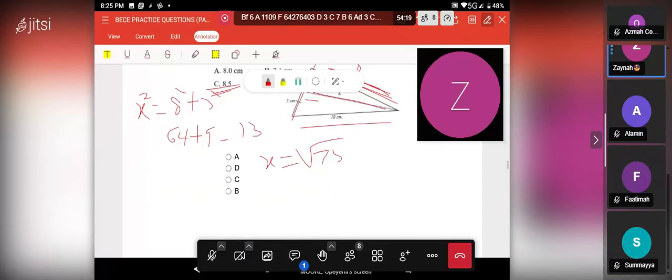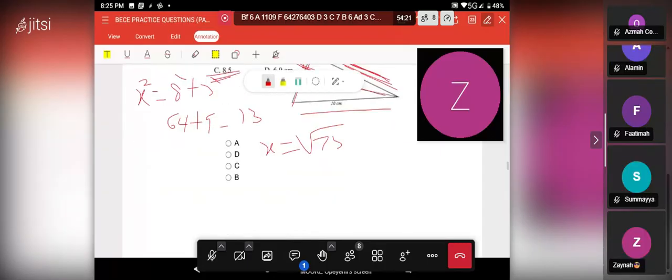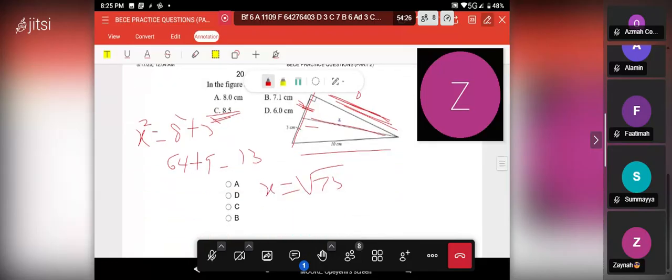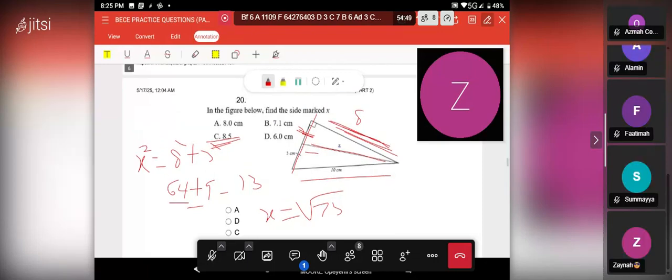How did you get 8? Okay. Do you know how we got 73? Yes. The square of 8 is 64. The square of 3 is 9. So 64 plus 9 gives 73. I understand all this place. I mean, in the triangle, how did you get 8? Okay.